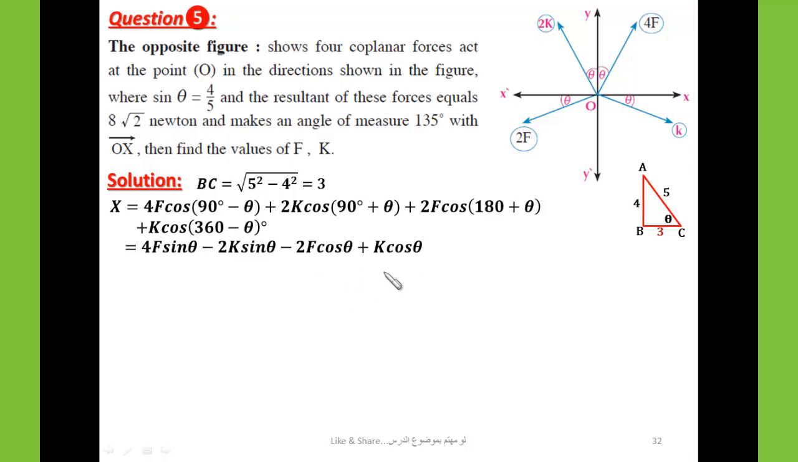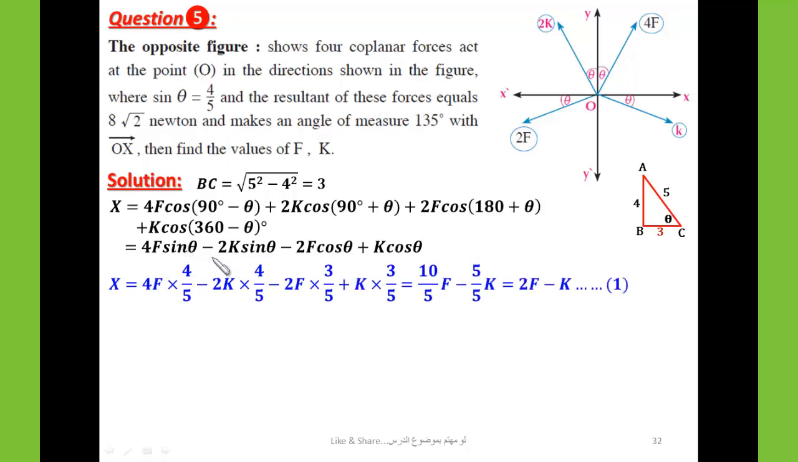We substitute sine theta equals 4 over 5 and cosine theta equals 3 over 5 from triangle ABC, and simplify the right hand side. So X equals 4F multiplied by 4 over 5, minus 2K multiplied by 4 over 5, minus 2F multiplied by 3 over 5, plus K multiplied by 3 over 5.